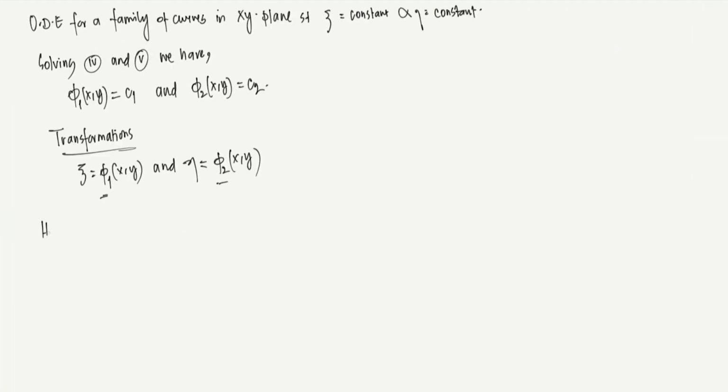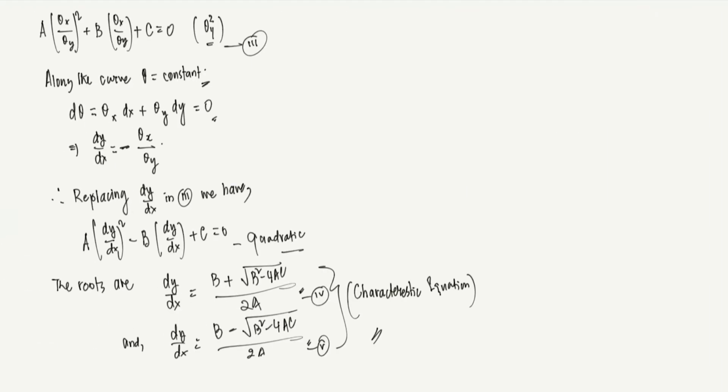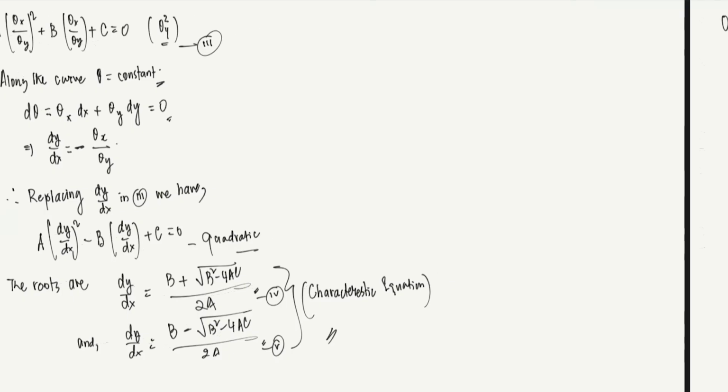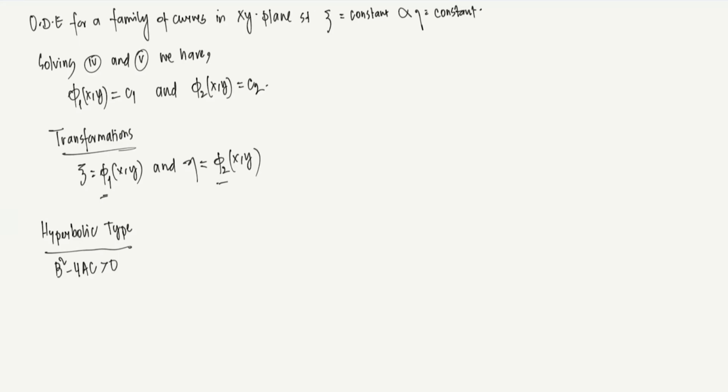The first case is the hyperbolic type. In the hyperbolic type, b square minus 4ac is going to be positive. So if this is positive, in b plus or minus root over b square minus 4ac by 2a, we are looking at a positive term. And so we have two real distinct families of characteristics.